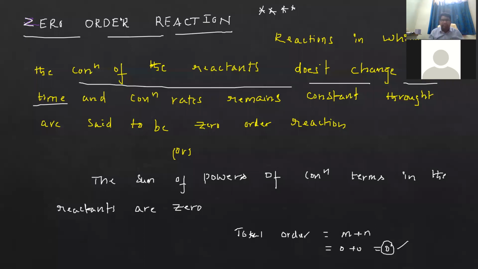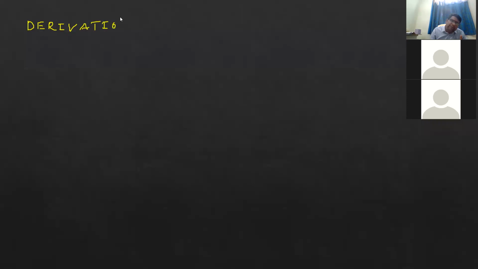Next, the derivation. Write down the side heading, derivation. Completed the definition of zero order reaction. Very, very important: derivation. What is the derivation for a zero order reaction?